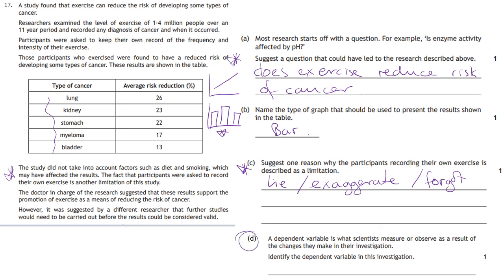A dependent variable is what scientists measure or observe. So what we've got to do here is it's saying identify the dependent variable. So the dependent variable is what the scientists are measuring or observing. So look at this table up here. Type of cancer, average risk reduction. What are they measuring? They're measuring the average risk reduction. So look at this. What's the dependent variable? Average risk reduction. That's what I'm measuring. Okay.